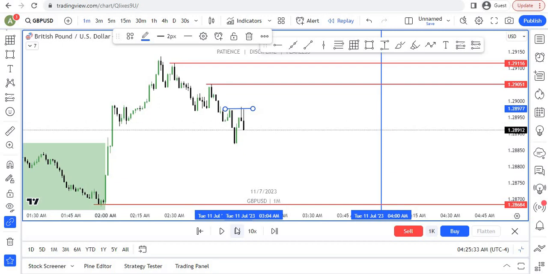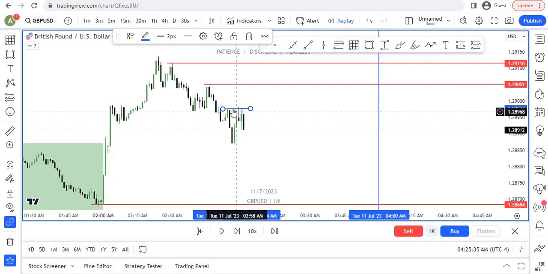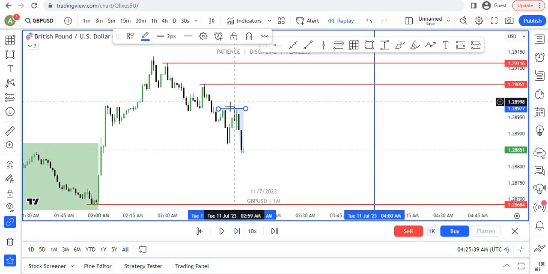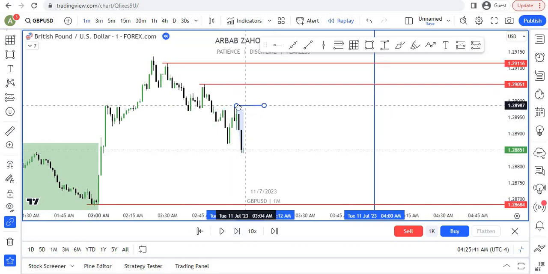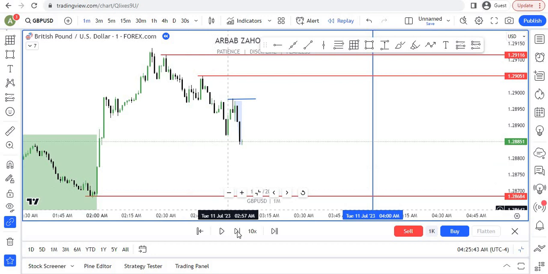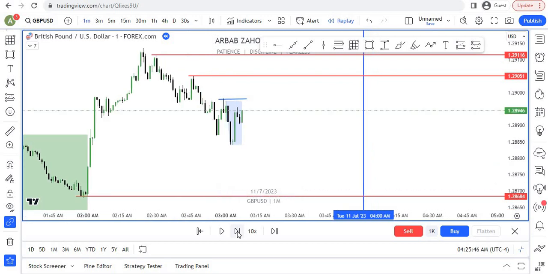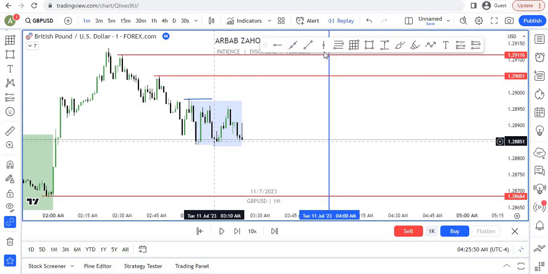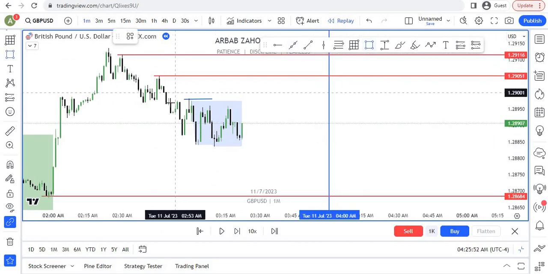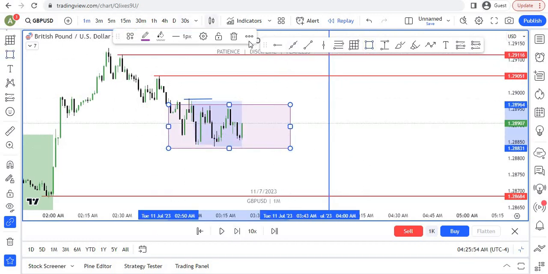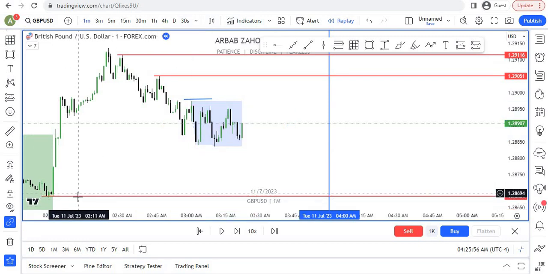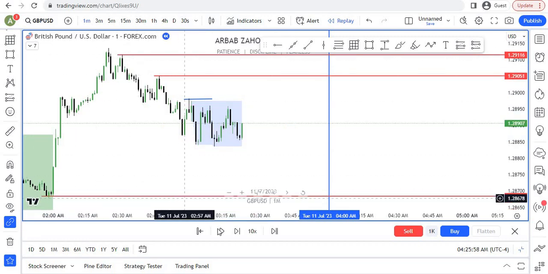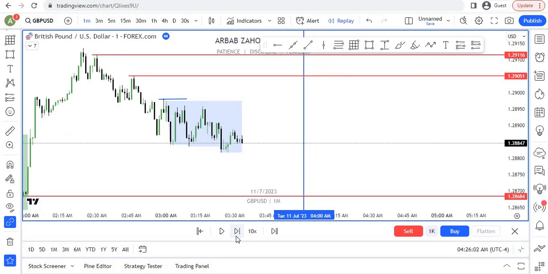No, we didn't get it. And price moved downside. Price is in a ranging market, as you have seen. We have a high liquidity pool here, we have a high liquidity pool here. So did we take a trade today?